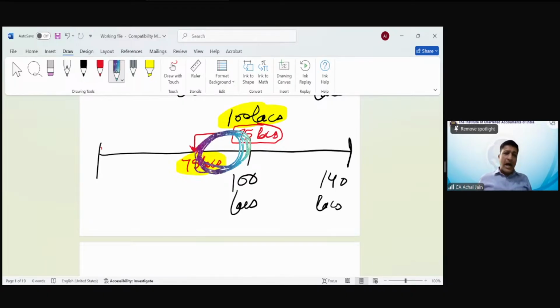Are you clear as to what is a margin? Why is this margin kept? How does it really help the bank? Everyone clear? Clear? Yeah? Clear on this?